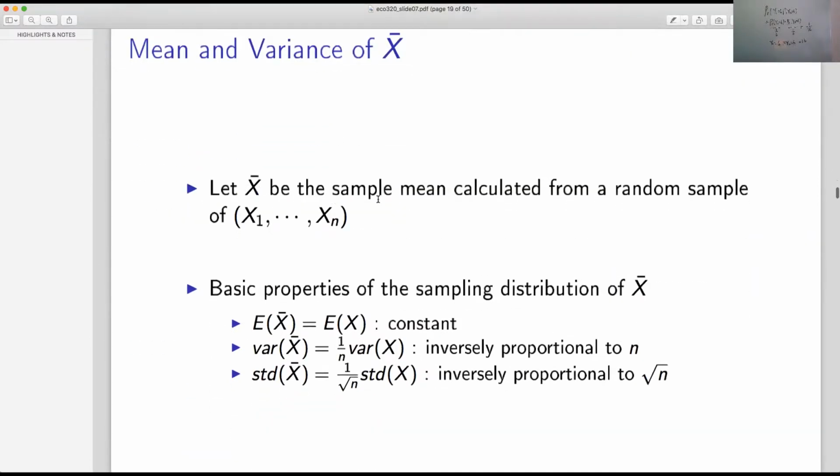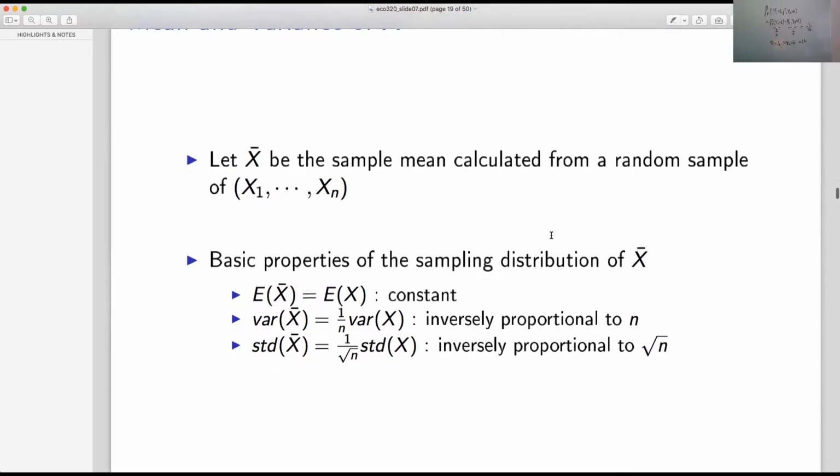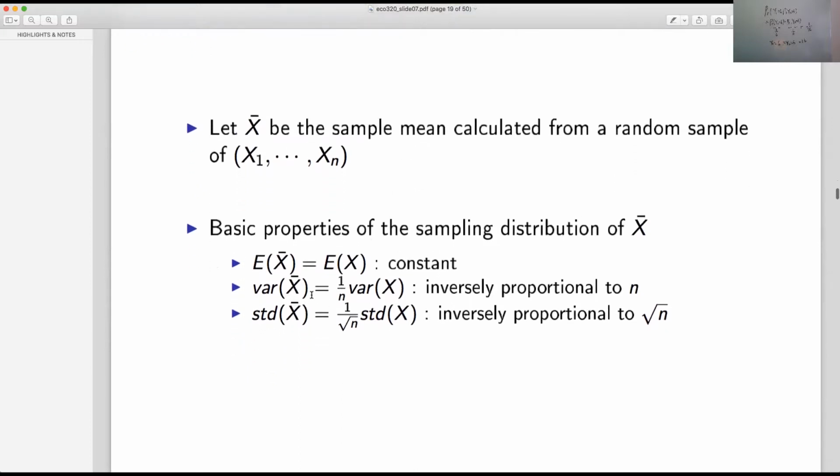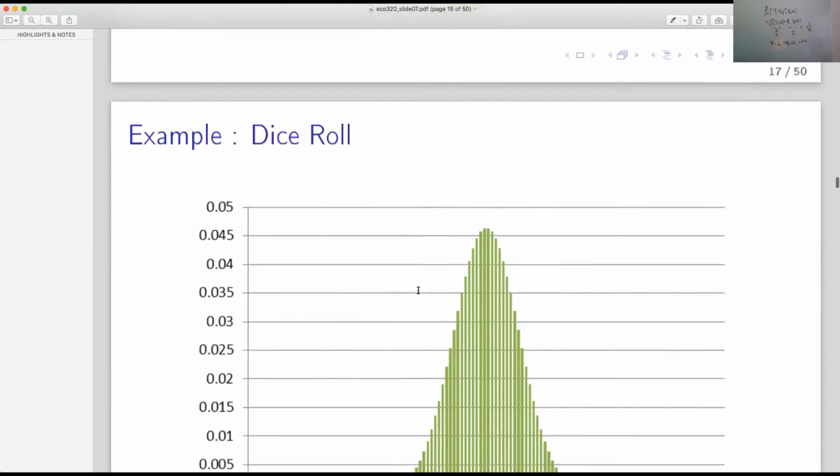X bar is the sample mean calculated from a random sample, and these are some of its important basic properties. The expected value of x bar equals the expected value of x. This is something we just went over. Another thing is that the variance of x bar equals 1/n times the variance of x. This is inversely proportional to n. This is something we just went over briefly.